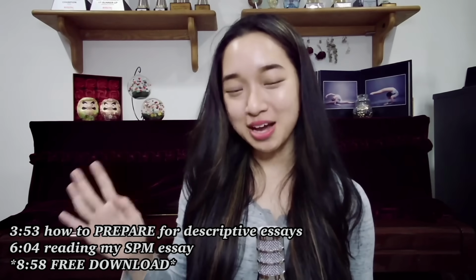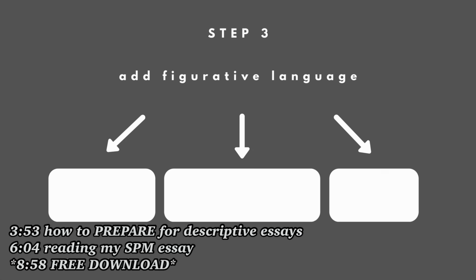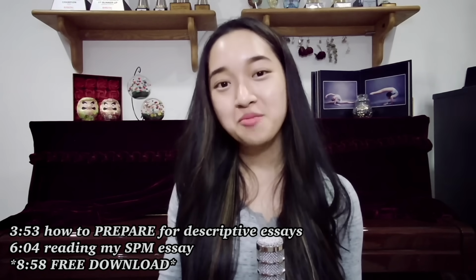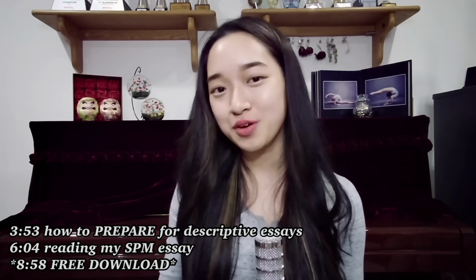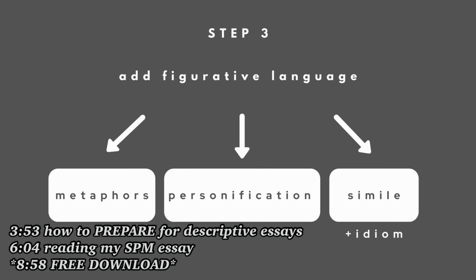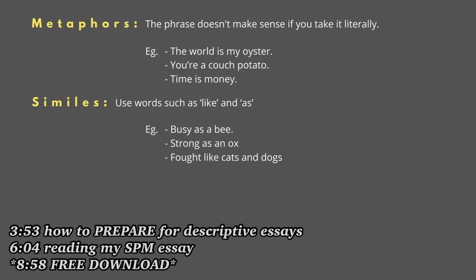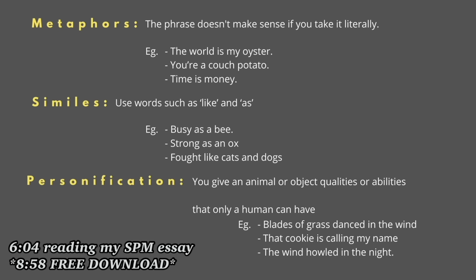The third step to this formula is to add figurative languages. There are many types of figurative languages, but at our level, we only need to focus on 3: metaphors, personification, and simile. Metaphors means that the phrase does not make sense if you take it literally. Similes use words such as like and as. Personification is when you give an animal or object qualities or abilities that only a human can have.